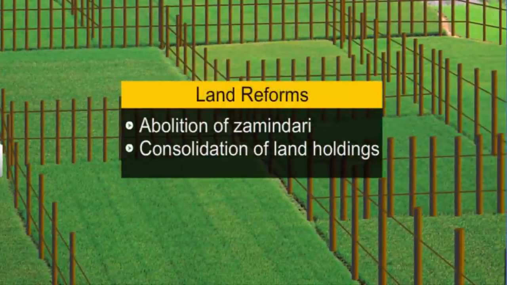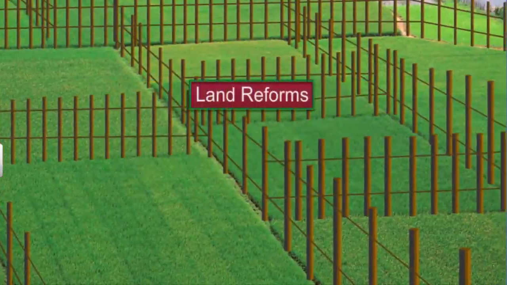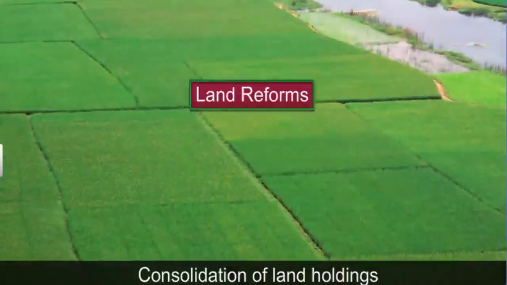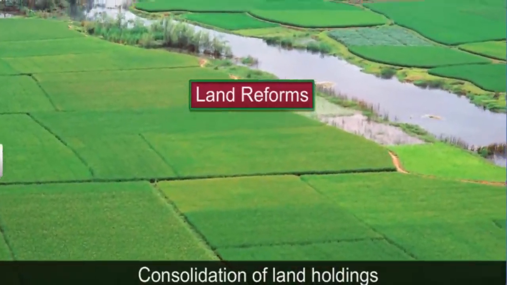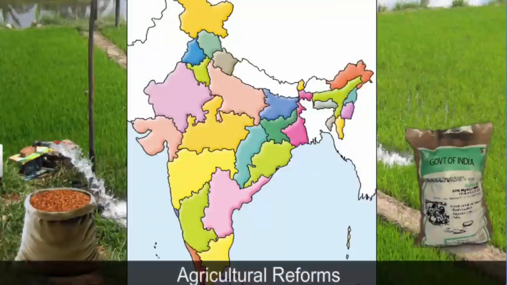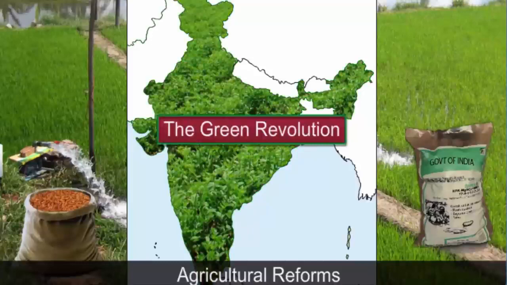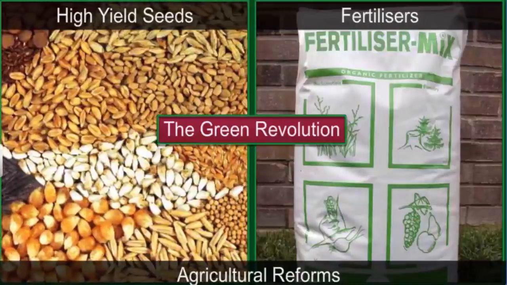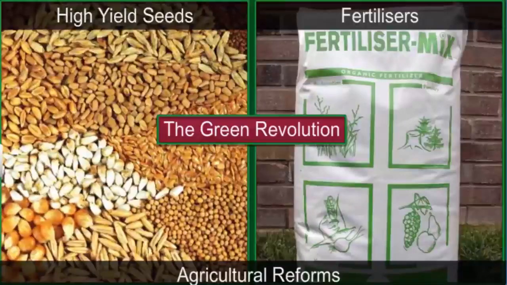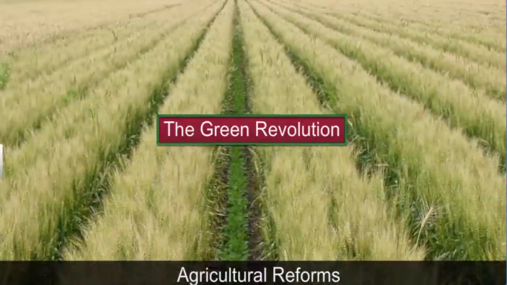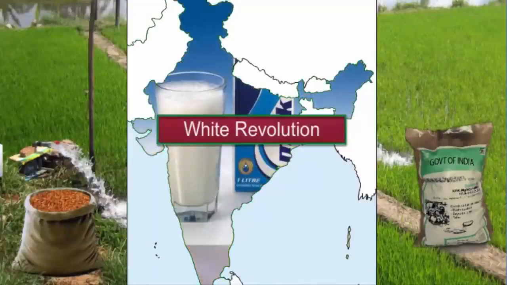The land reforms initiated in the first 5-year plan aimed to abolish zamindari and consolidate land holdings. The consolidation of land holdings involved combining adjacent small fields into single large farms and encouraging individual landowners to do cooperative farming. The Government of India introduced major agricultural reforms in the 1960s and 1970s that came to be known as the Green Revolution in India. The major highlights of these reforms were providing high-yielding varieties of seeds and fertilizers to farmers, and developing large-scale irrigation facilities to allow them to grow 2 crops in a year.